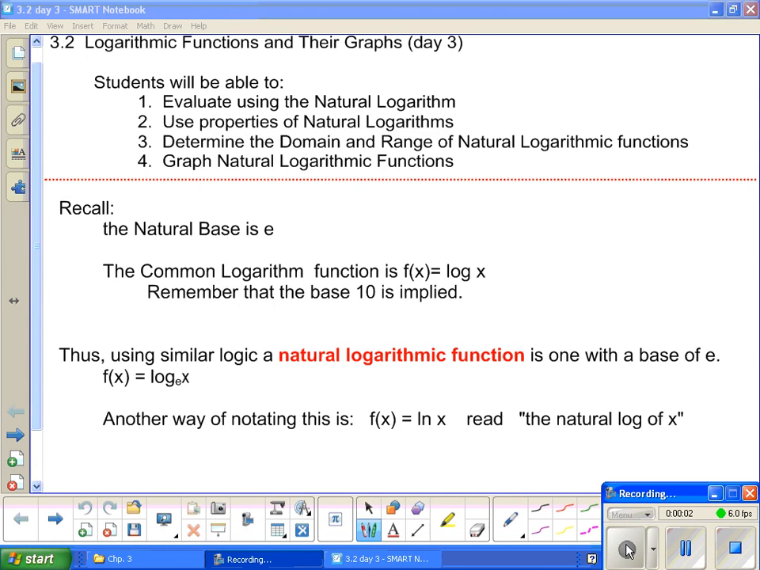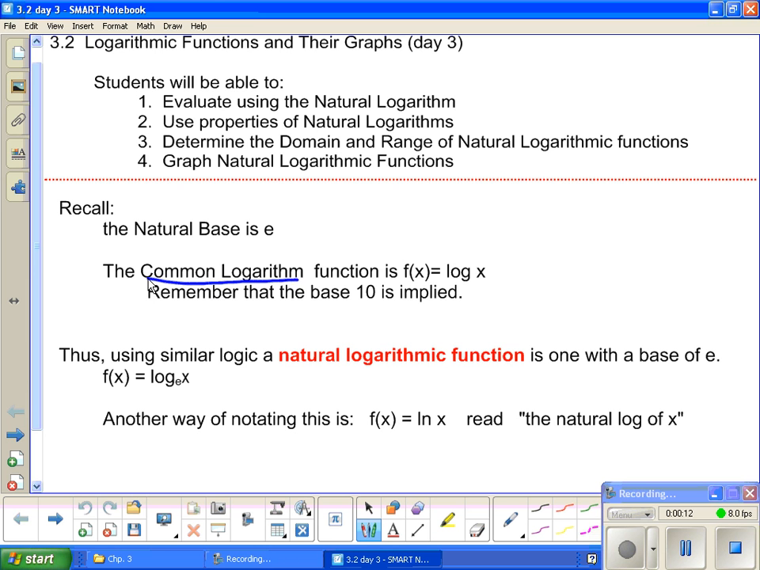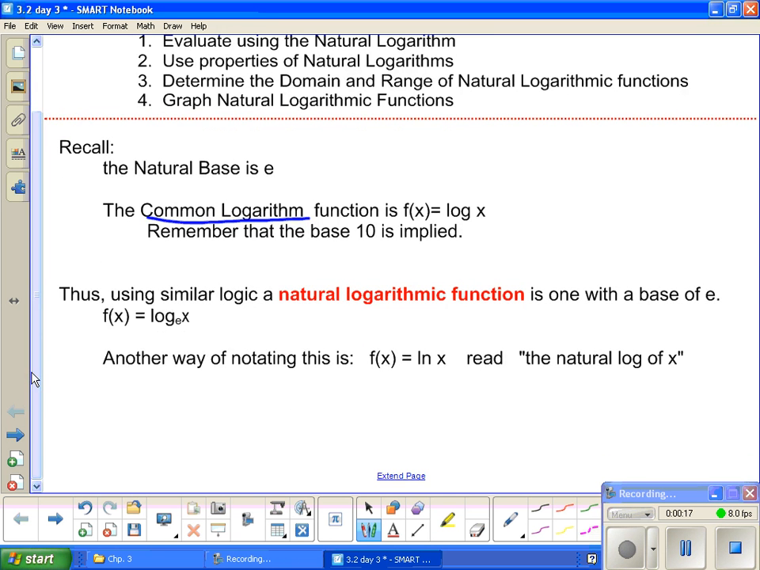So today we're finishing up with section 3.2 with the natural logs. Natural base e, we talked about e to the x and what its value was. We know the common log is base 10 and that the 10 is implied. In the natural log, it's log base e, but the most common way of notating it is natural log of x. This ln is natural log. It's ln, not in, it's ln for natural log of x. And it's saying it's a base of e.